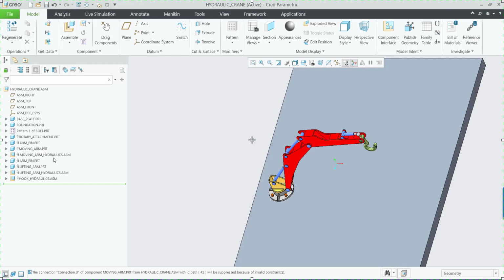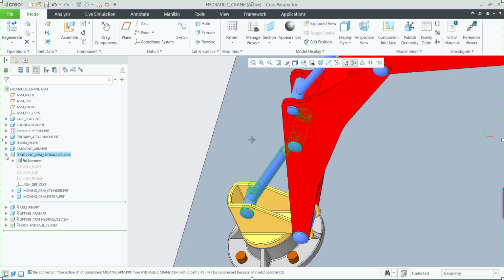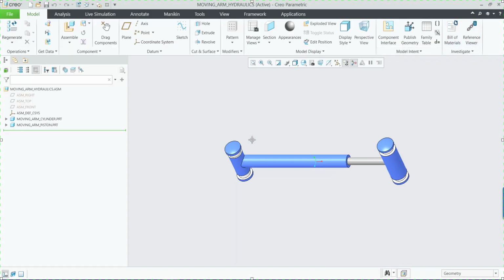moving arm as well. Now let us deal with the moving arm hydraulics, that is the sub assembly. It contains the moving arm cylinder and the moving arm piston, the 2 components. To deal with this, let me open this in a separate window, and here I will try to do it in a different way.